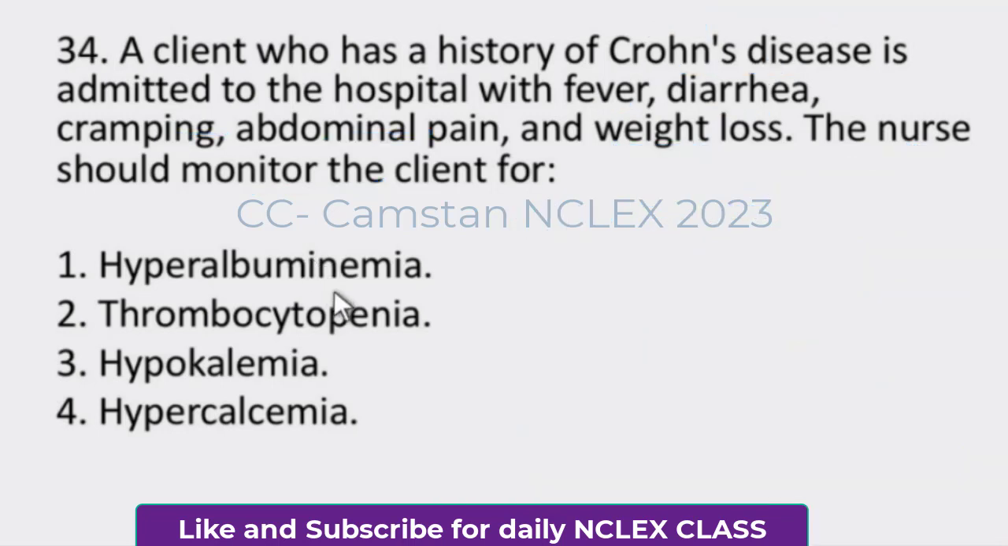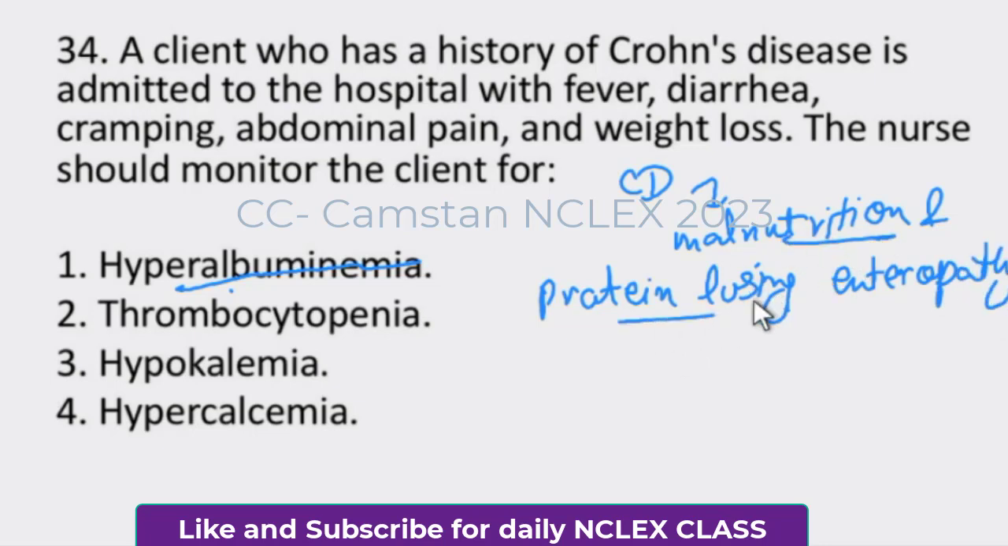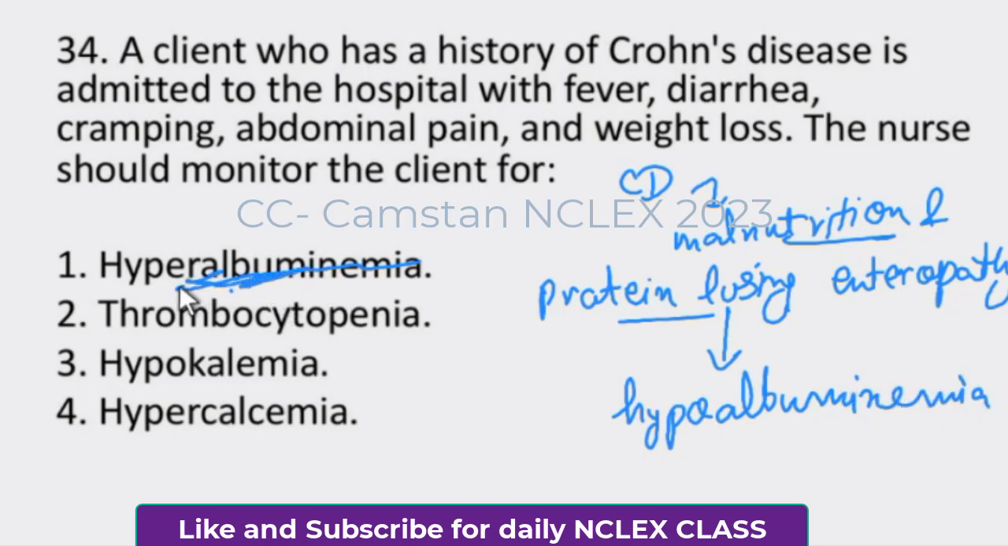Now let's get back to our question. What should the nurse monitor in the client, right? The first option is hyperalbuminemia. In Crohn's disease, the client presents with malnutrition and protein losing enteropathy, right? Our client can have malnutrition and protein losing enteropathy, which results in hypoalbuminemia. So not hyper, but hypo. So the first option is wrong.